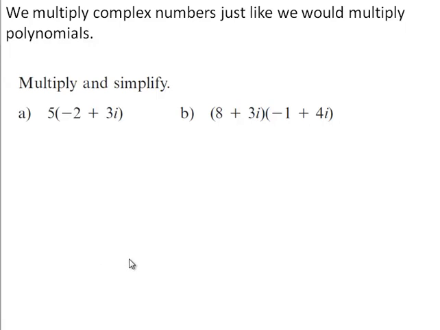So the big thing to remember with this is that everything you've learned about multiplying polynomials will still work. So here we're just going to multiply and simplify, and this, as I said, is everything you've been doing for quite some time. We're just going to multiply 5 times this complex number, and to do that we'll distribute. So 5 times negative 2 is negative 10, and 5 times 3i is 15i. Basically, i is a constant, but it acts just like a variable.